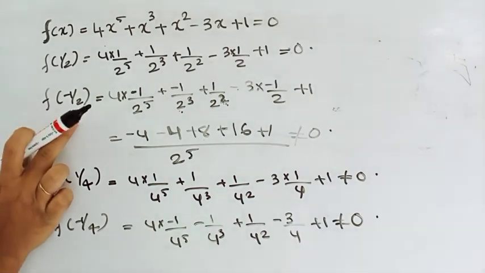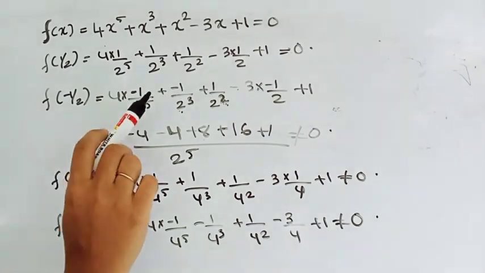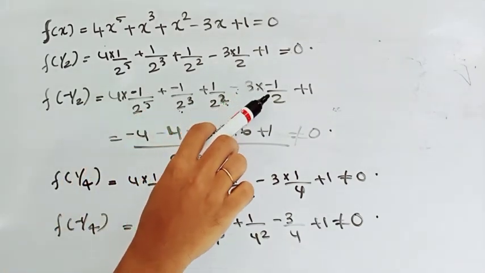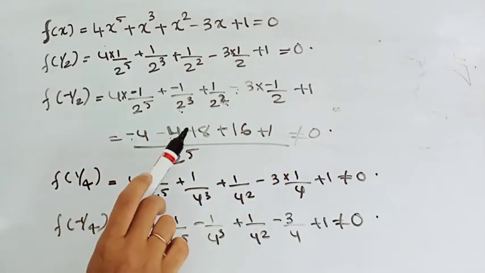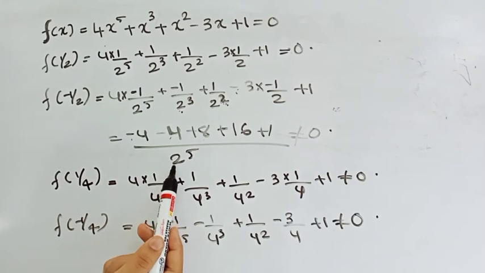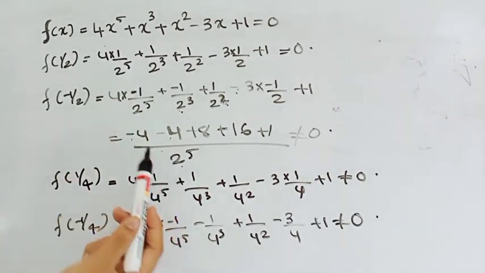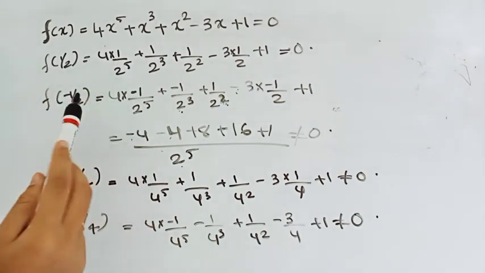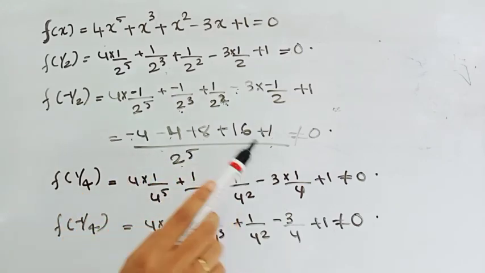Okay, then f of minus 1 by 2 is 4 into minus 1 by 2 raised to 5 minus 1 by 2 cube plus 1 by 2 square minus 3 into minus 1 by 2 plus 1. This is minus 4 minus 4. I have taken here LCM as 2 raised to 5, both here and here, but I have shown only here. Okay, you will be getting it. This is 0. Same way, but this is not equal to 0.